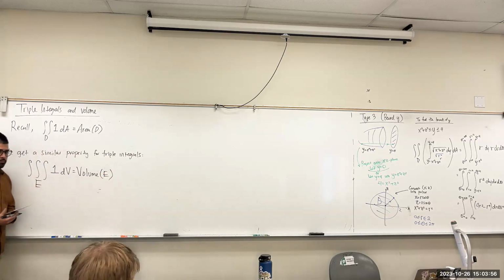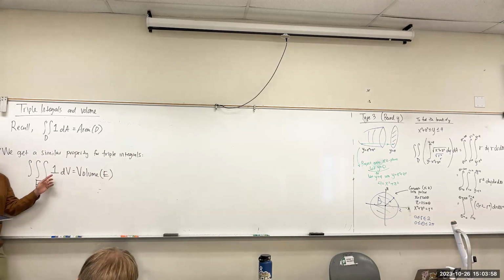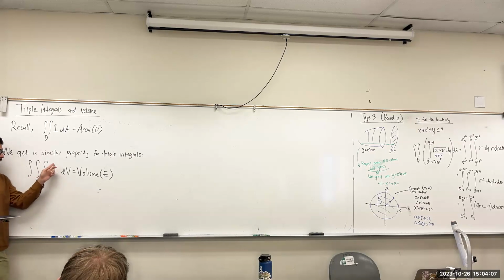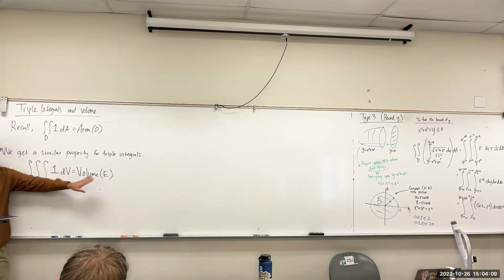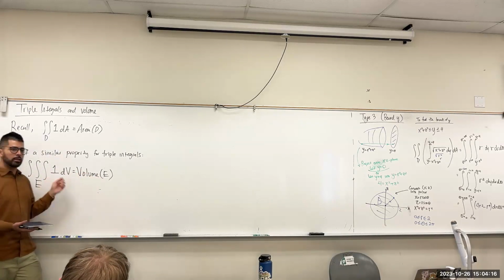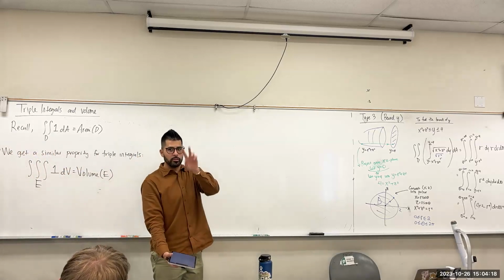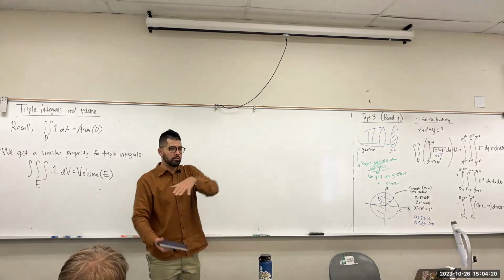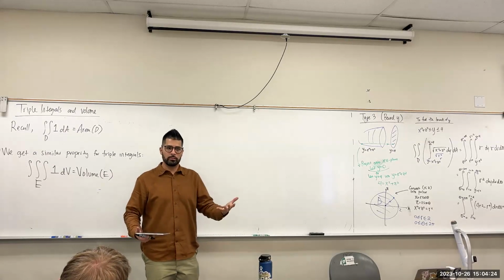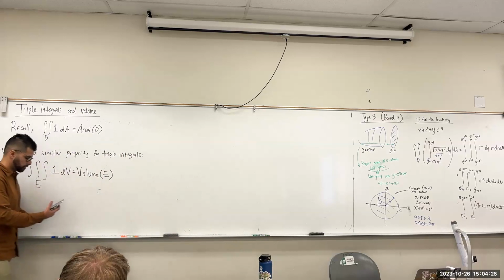But be careful, okay? That's when you're triple integrating the function 1. If this triple integral does not have the number 1, you're not finding volume. You're finding hypervolume. It's just the hypervolume when this equals 1 is 1 in the 4th dimension times the volume of E. 1 times the volume of E is just the volume of E. Okay?